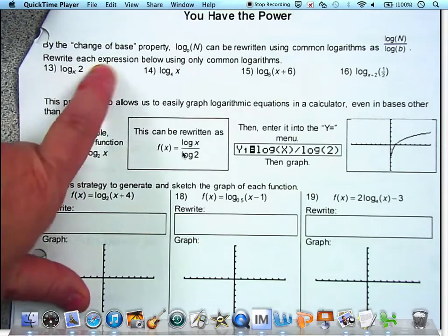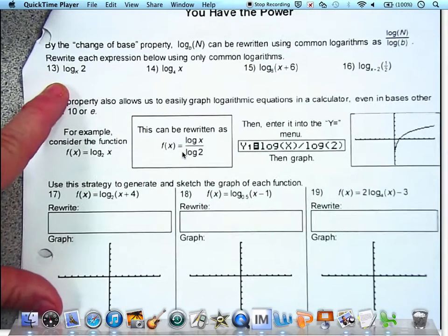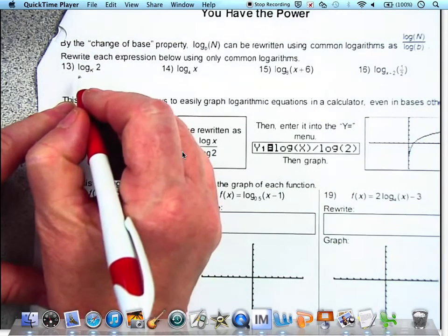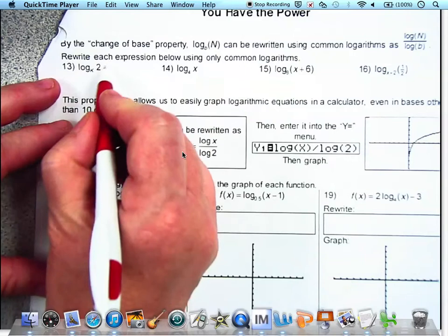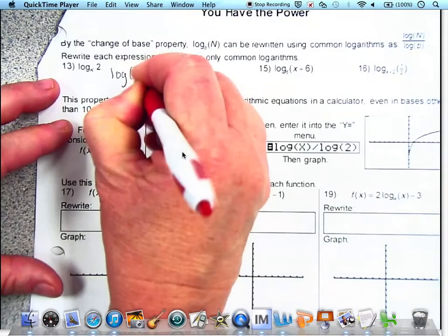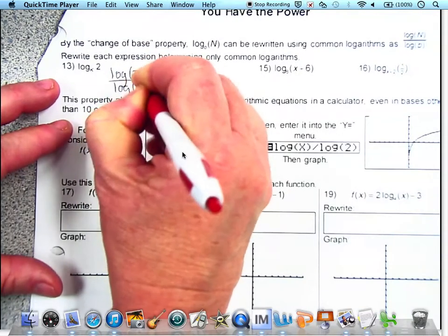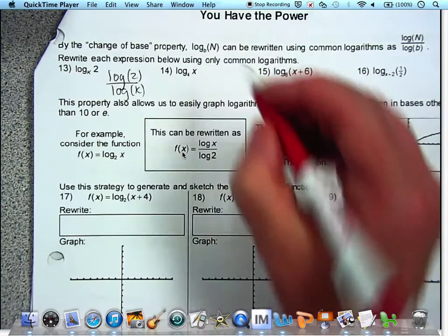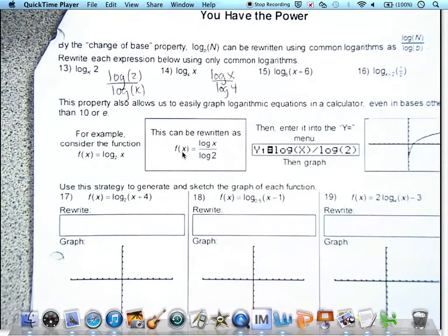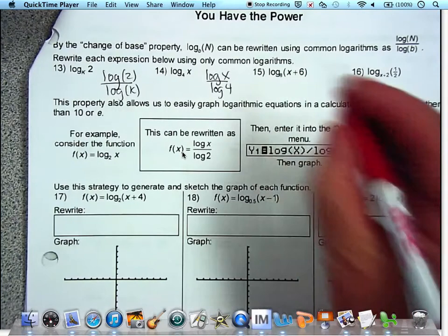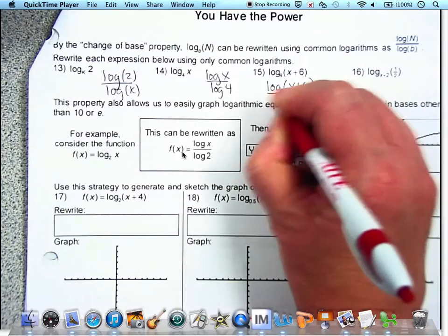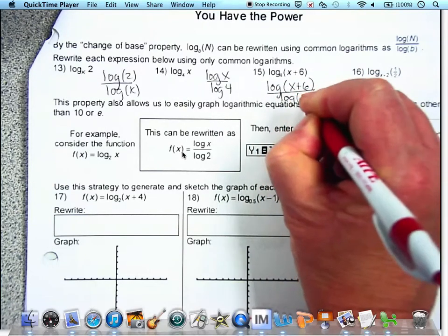Okay, we're going to rewrite each expression below using only common logarithms. So, what's a common logarithm again? That's log base 10. So, how could we rewrite this using logs? Log 2 over log 3. Okay, that was easy. How about 14? Log x over log 4. How about 15? Log of x plus 6, and then the base goes on the bottom. So, log of 8 is on the bottom.